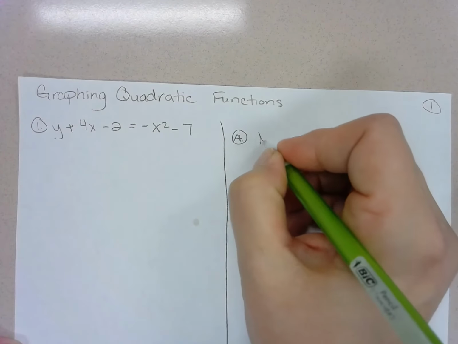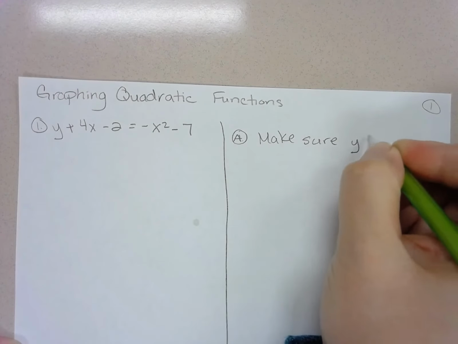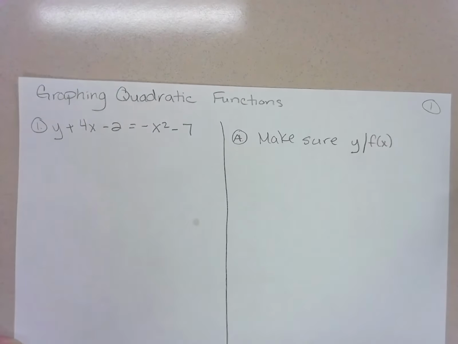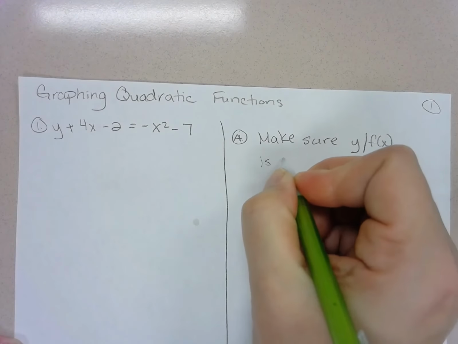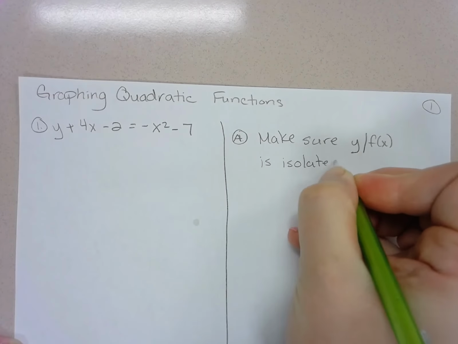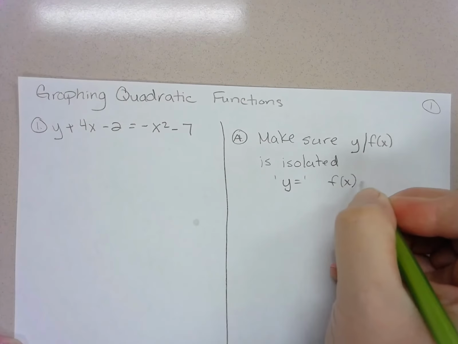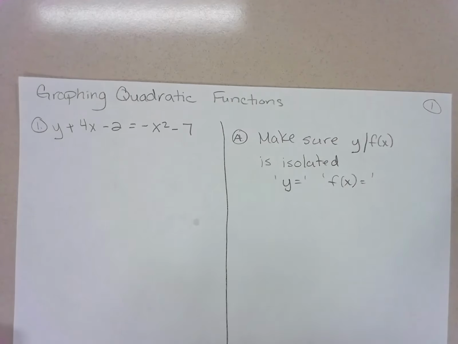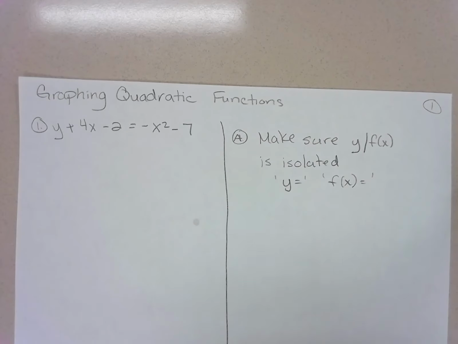make sure that our y, or it might be written as f of x, either one, y and f of x are the same thing, is isolated. So it should say y equals, or it should say f of x equals, either one of those things. But you need y to be isolated. This y is not isolated, so we're going to do that first.